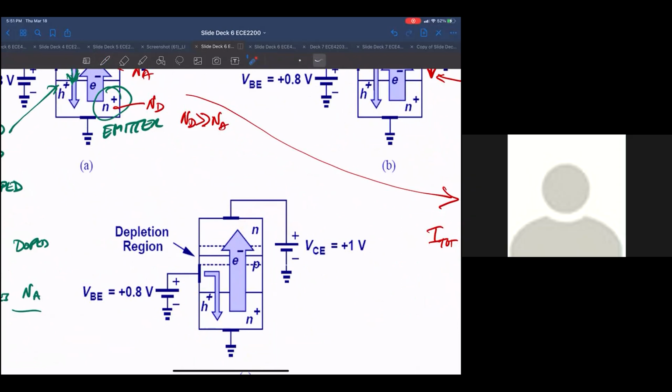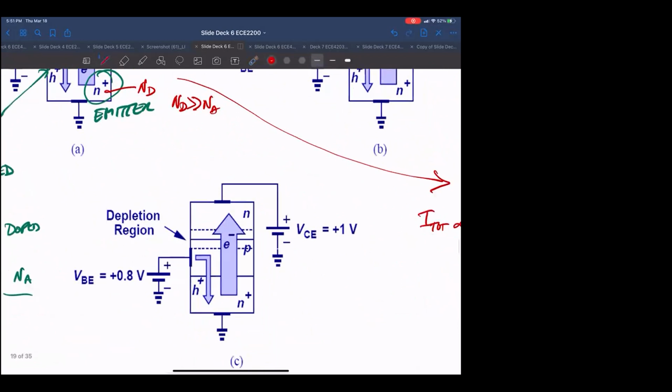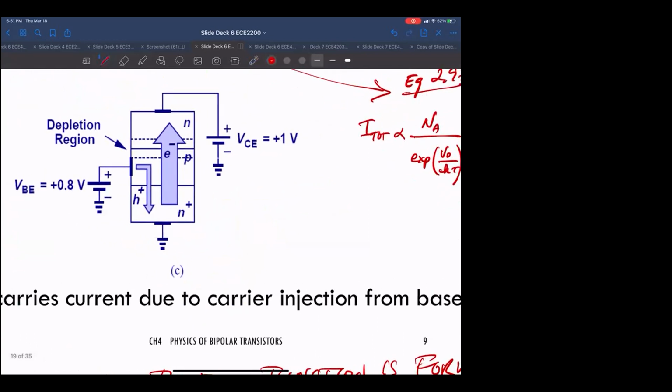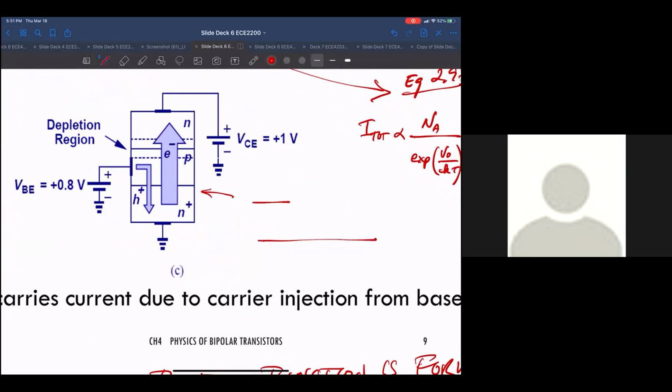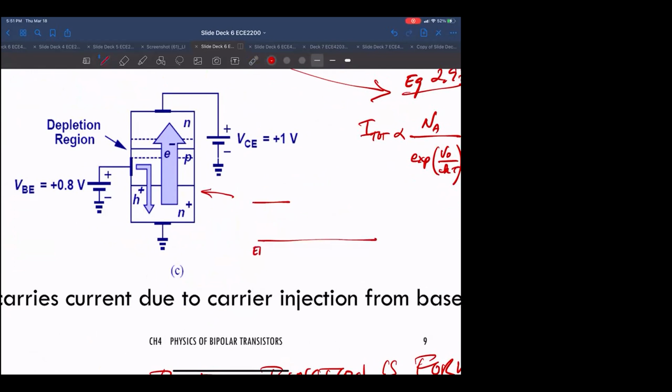Okay. So it's current flow. It's electron current flow. So remember, this guy kind of models like this. This side is the emitter. This is the base. And this is some current source that's controlled by the base emitter voltage. And this is the collector.